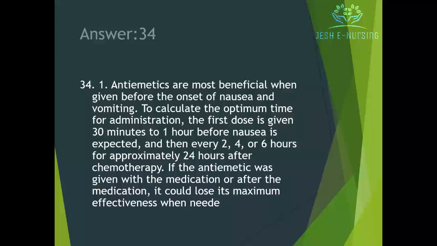To calculate the optimum time for administration, the first dose is given 30 minutes to 1 hour before nausea is expected. Then it is given every 2, 4 and 6 hours, for approximately 24 hours after the chemotherapy. If the antiemetic was given with the medication or after the medication, it could lose its maximum effectiveness when needed.